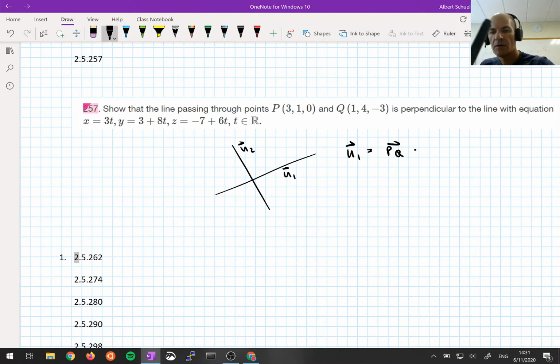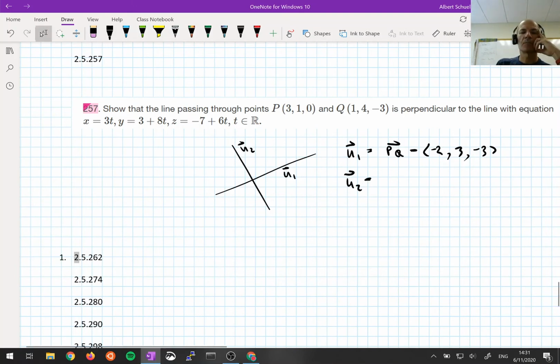So let's just do PQ. So we'll take 1 minus 3, 4 minus 1, and finally -3 minus 0. So that's U1. What's U2? What's the direction of U2? Well, we're given the parametric equations. The direction is just the coefficients on the t in each of the three equations. So it's 3, 8, 6.